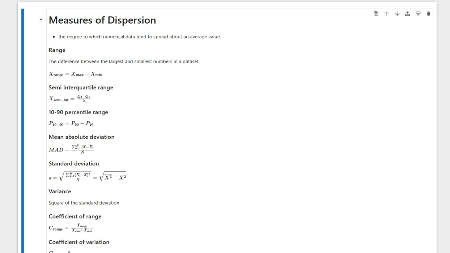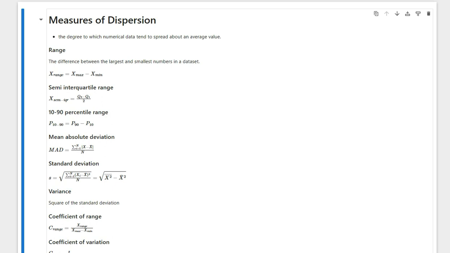So instead of taking the sum of the absolute value of the difference between each value and the mean, we'll take the square of the difference of each value and the mean of the entire data set, and then sum those values, divide by the total number of values, and then take the square root of the outcome. We could also calculate the standard deviation using this formula here. Then the variance will be just the square of the standard deviation.